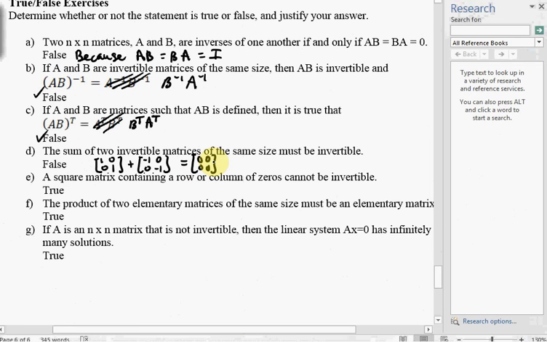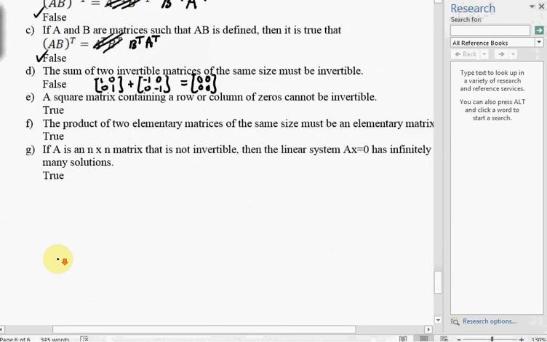Does the zero matrix have an inverse? No, it doesn't, because I cannot produce the identity matrix from that zero matrix, right? So that's the reason why it's false. Okay, everything else is true, true, true, so that's good.